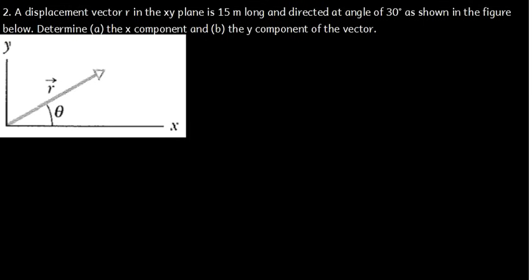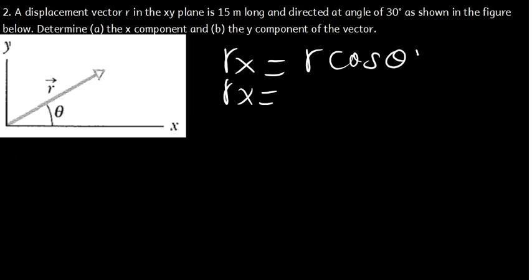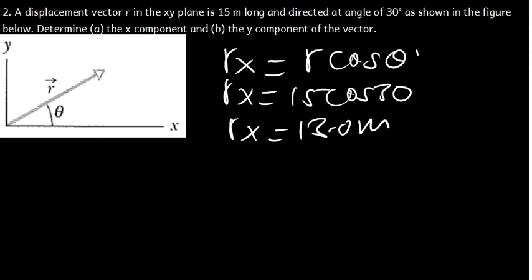To find the x component of this vector, we're going to say rx is going to be r cos theta. So rx will be, what is our r? In this case, our r is 15, the angle is 30. So our rx is going to be 15 cos 30, which is going to be 12.99, which is the same as just 13.0 meters. So that is the x component of vector r.